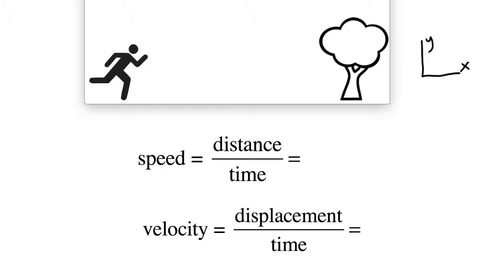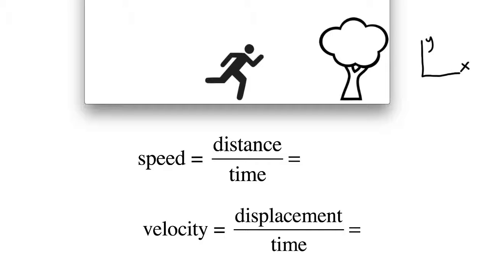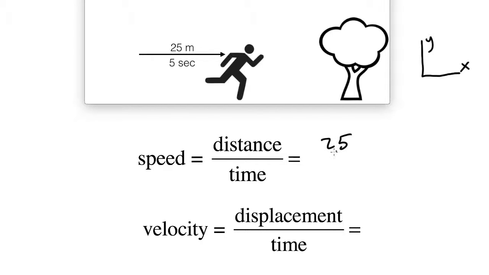So let's start off by saying that when the man gets about halfway to the tree, he goes a distance of about 25 meters, and he does that in 5 seconds. So to calculate his speed for this, it would be the distance that he traveled, which is 25 meters, and we divide that by the time it takes him to do it in, which is 5 seconds. Now 25 divided by 5 would just be 5 meters per second.